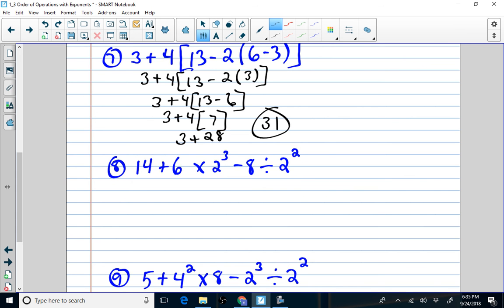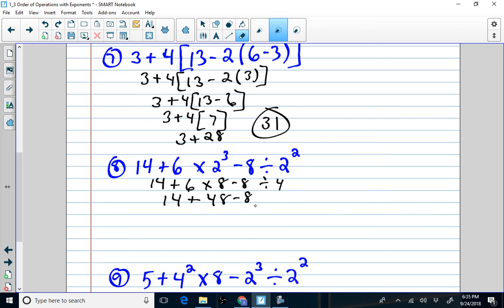All right. Example 8. I have my exponents, no parentheses, so I do my exponents first. So this is going to be 14 plus 6 times 2 to the third power is 8 minus 8 divided by 2 squared is 4. All I did was evaluate my exponents. Now I have to do my multiplication steps next, and the multiplication and division we do from left to right. So this is 14 plus 6 times 8 is 48 minus 8.